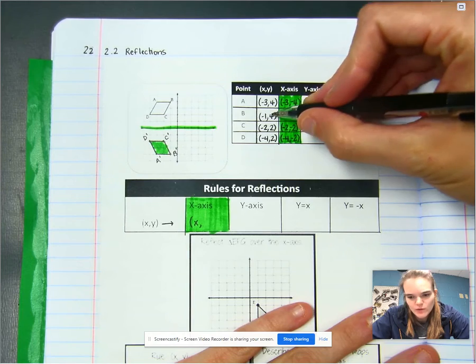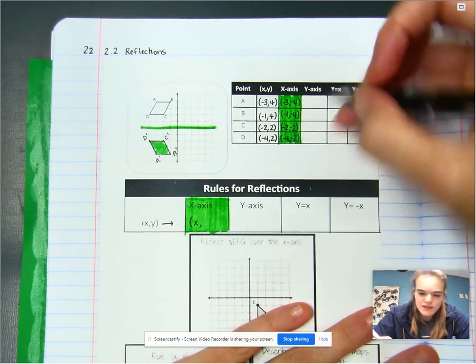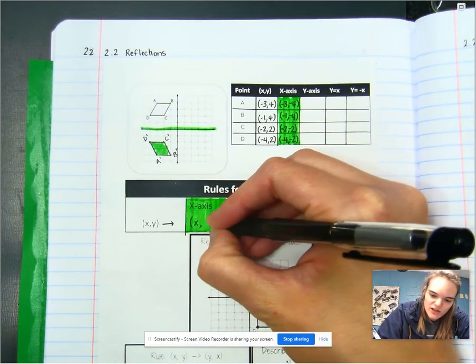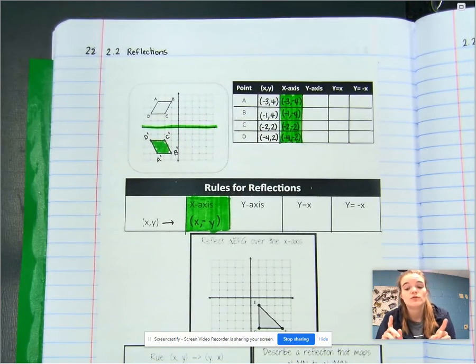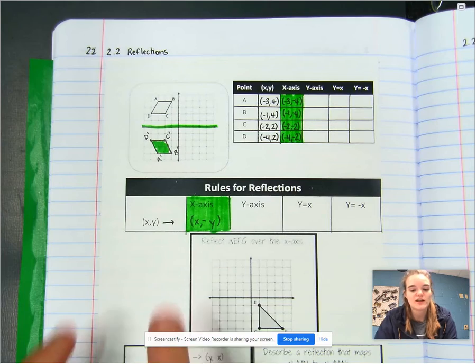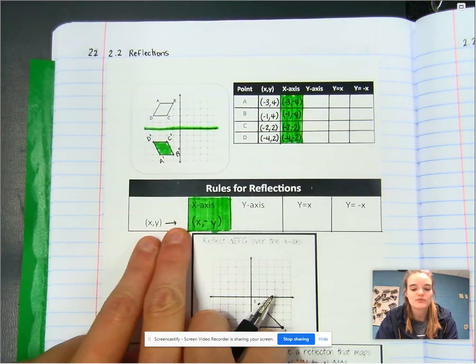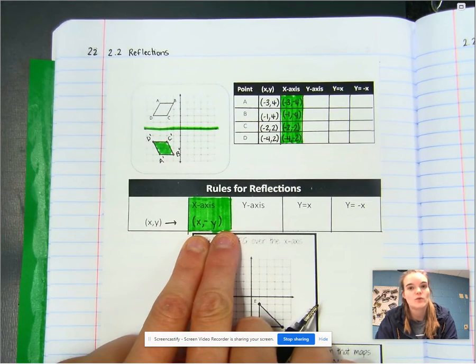4, negative 4, negative 2, negative 2, negative. The y changes. It changes the sign, so you put negative y. The rule for a reflection across the x-axis is x comma y maps to x comma negative y. Okay.